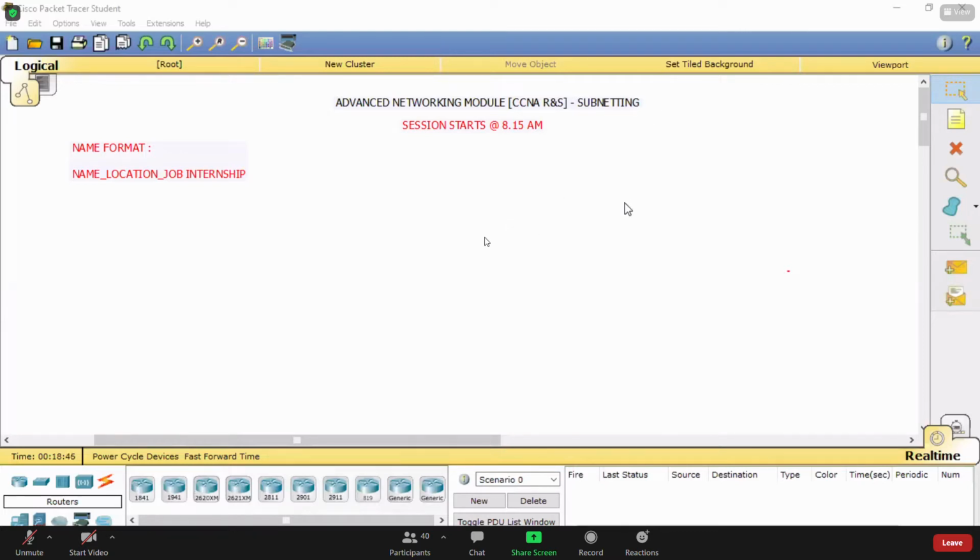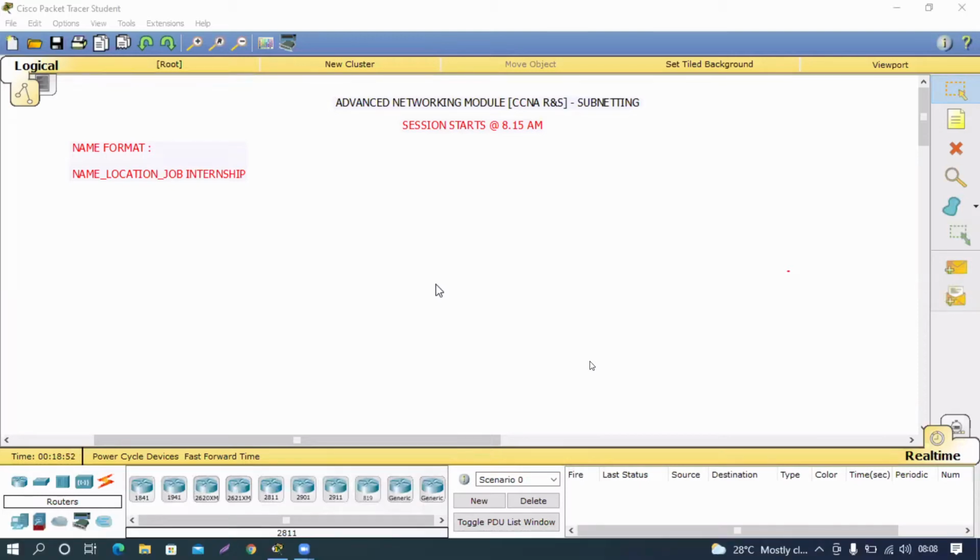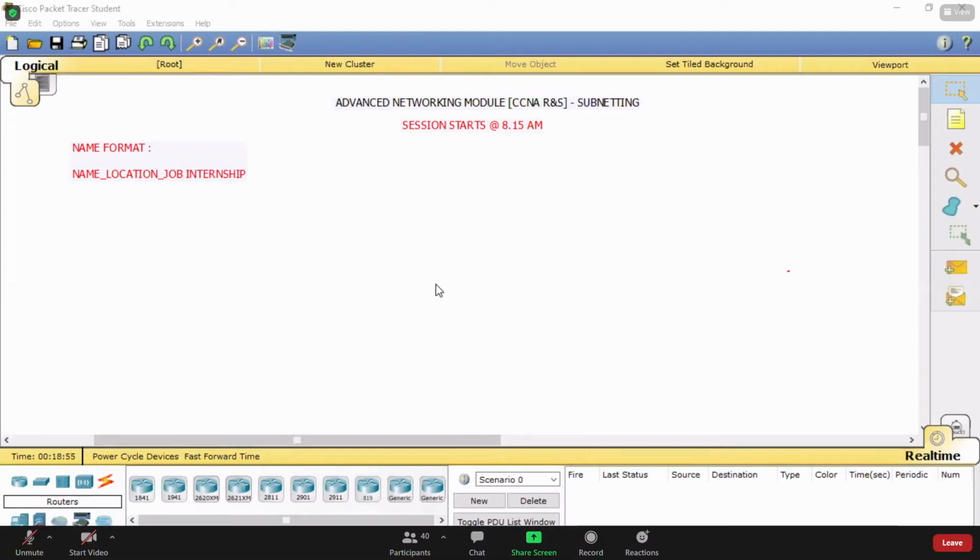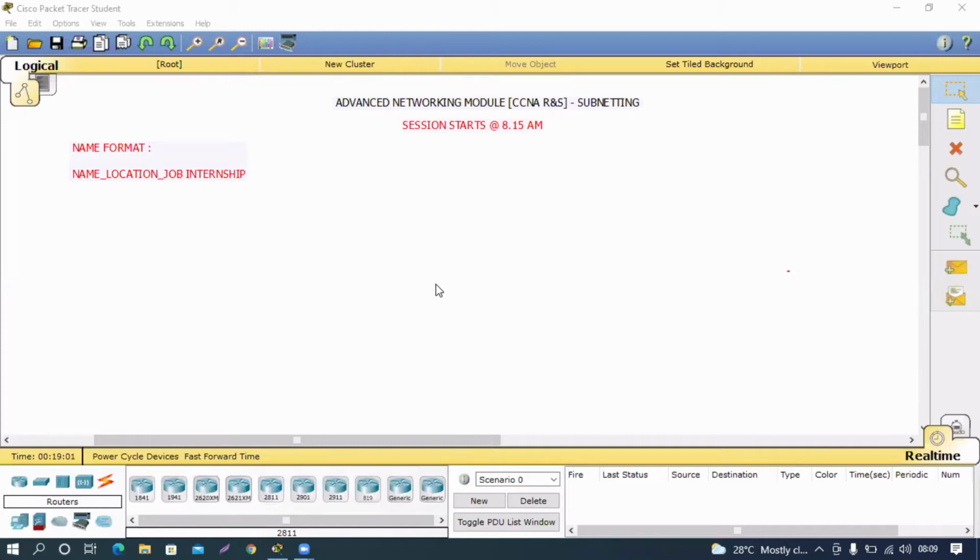Bhaskar. Yes, sir. What exactly are the CIDR values we have for class A, class B, and class C? Class A is /8, class B is /16, and class C is /24. And this /8 simply means what? Sir, it defines the number of network bits in the IP address.